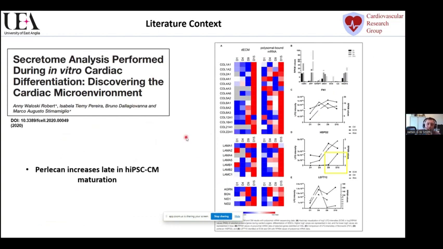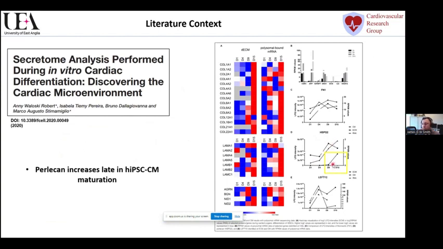So just a couple of papers to show how our work fits in with some of the literature that's come out in the last few years. This was a paper where the authors were doing a 15-day iPSC to cardiomyocyte differentiation protocol, and they were looking at secreted components from the cardiomyocytes. And they picked up changes similar to us. So they saw RNA and protein expression of Perlecan increased during their differentiation, which is what we saw.